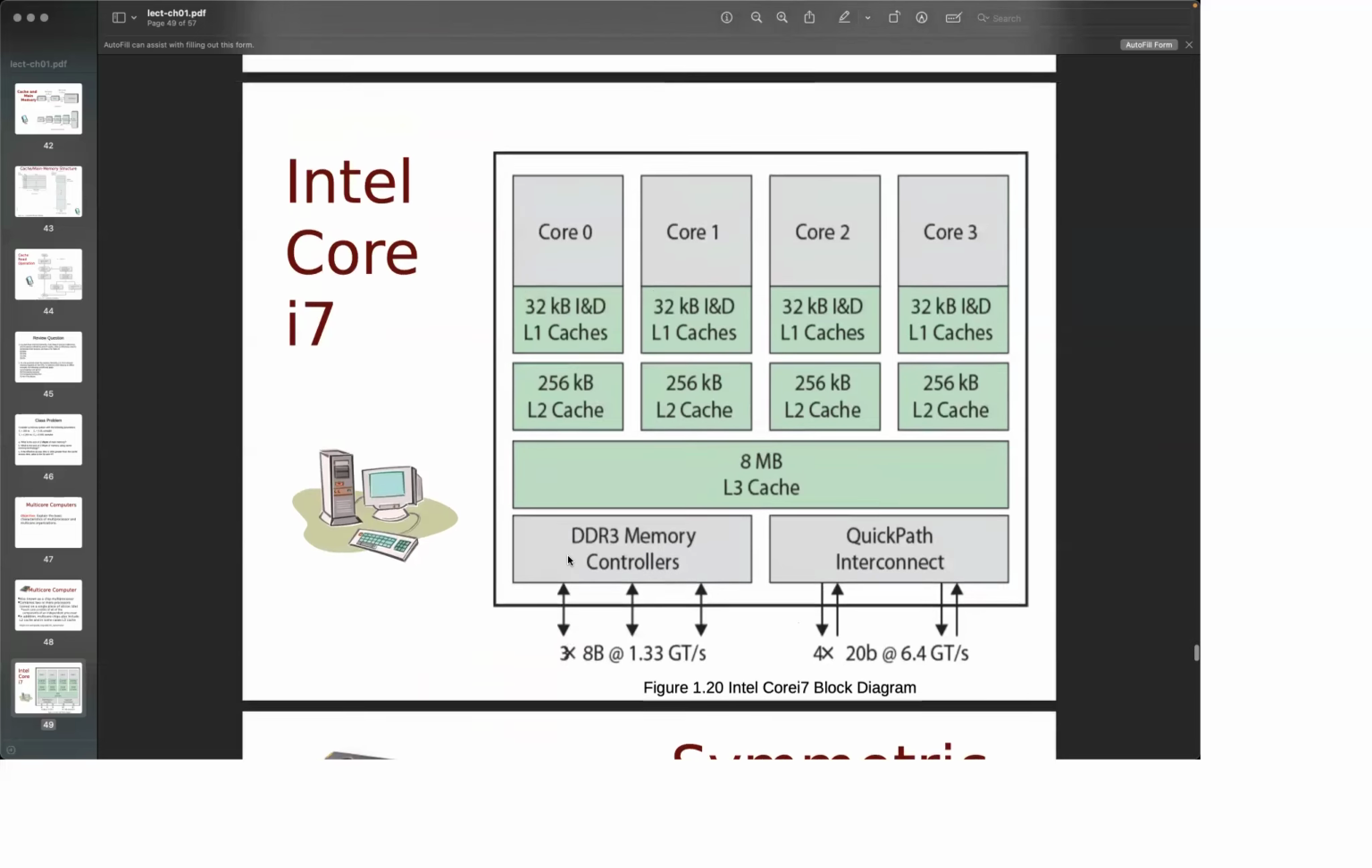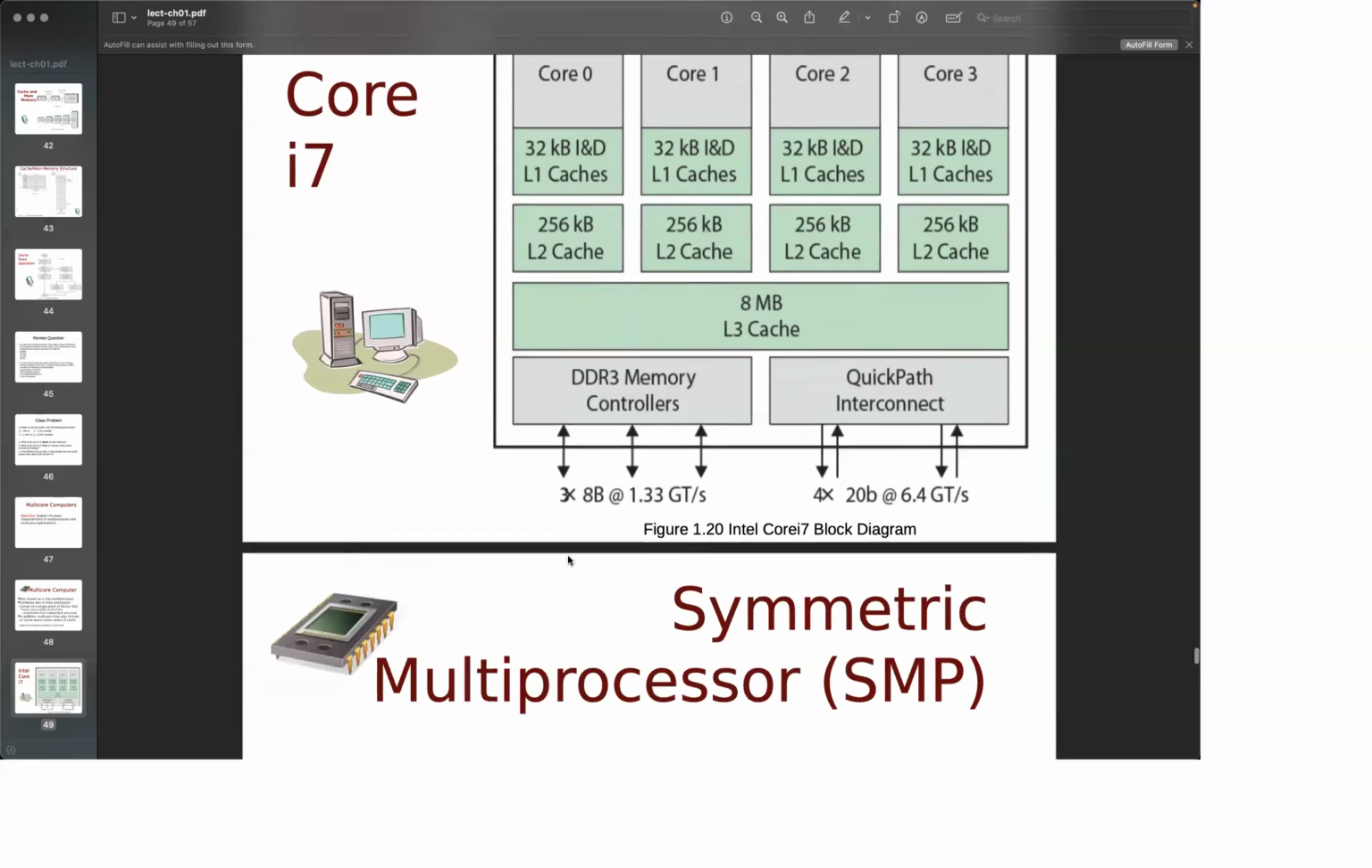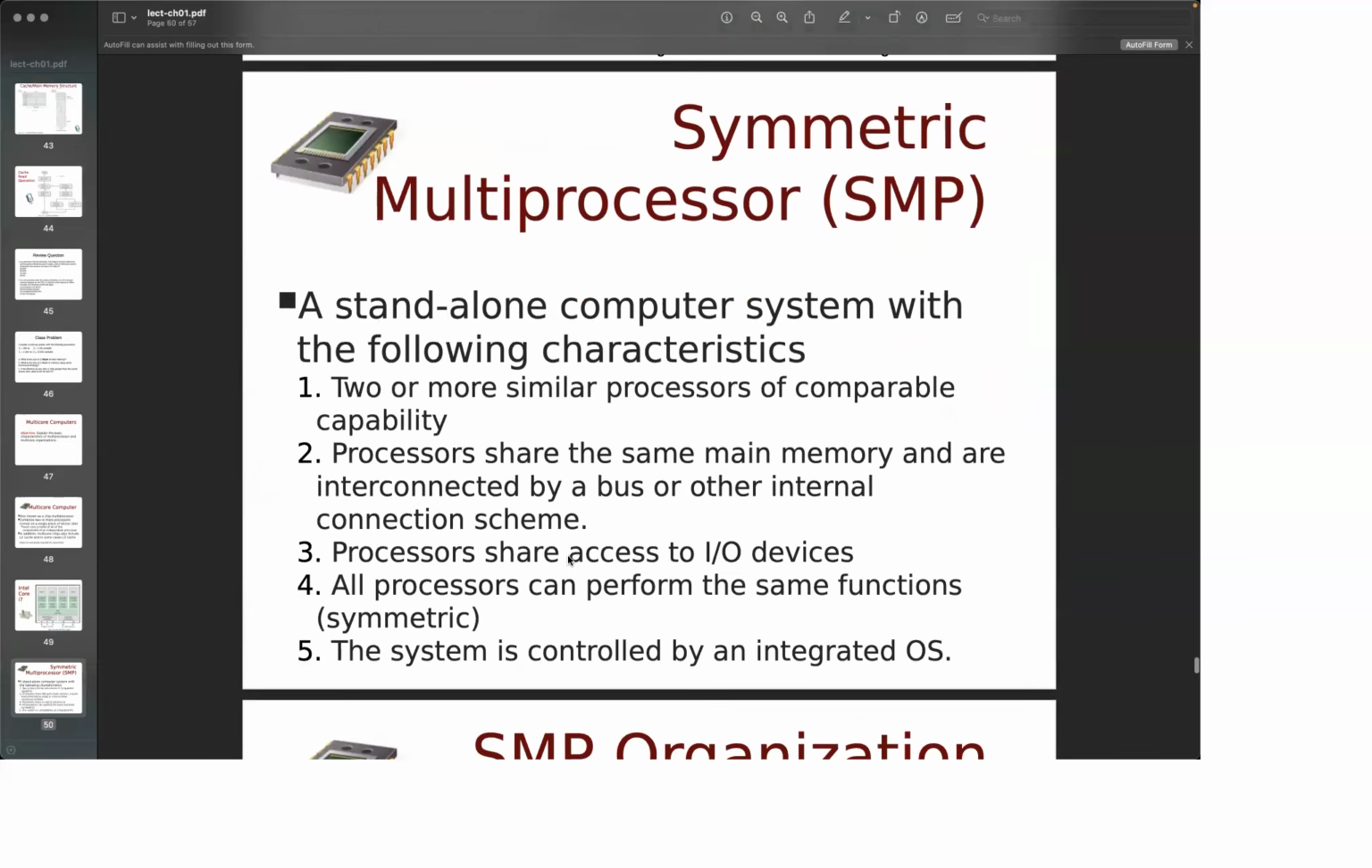So all 4 cores share the same L3? Yeah, they share the L3. We are not really studying exactly how to manage this, because it goes to a deeper level of how the CPU works. The CPU is a really complicated architecture, but we are just showing how it works.